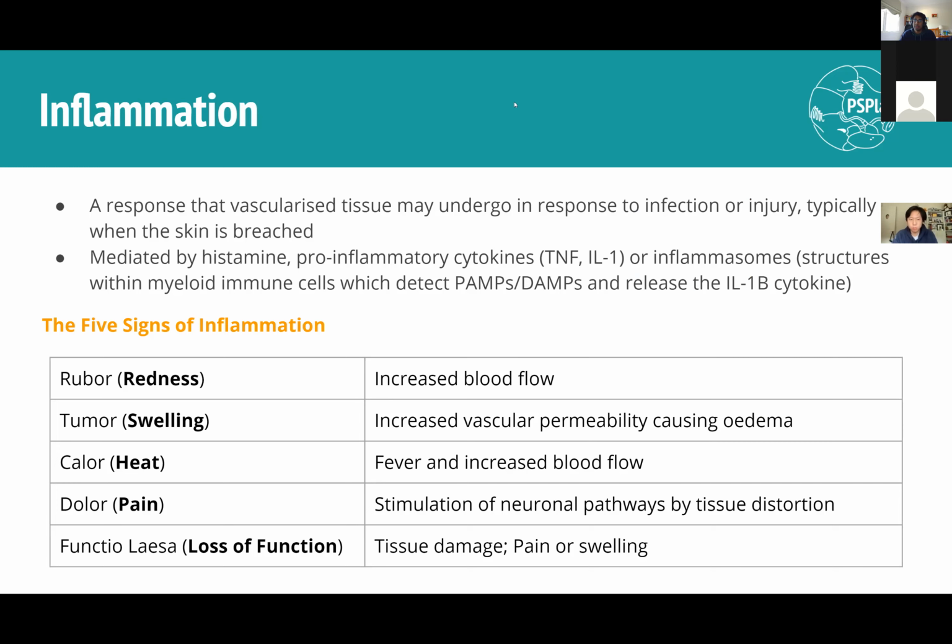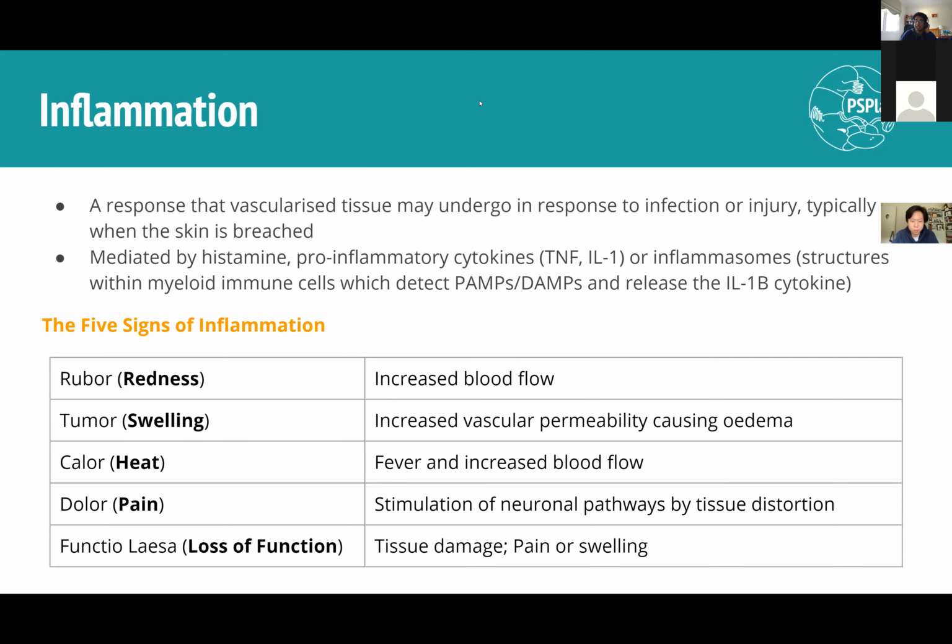There are inflammasomes, which are a particular structure within the myeloid immune cells, so like your leukocytes we talked about, which see those patterns and they say, oh, wow, we need an immune response, and they release interleukin-1b. So we talk about 5 signs. This is a clinical implication, so this one's important for like diagnosis.